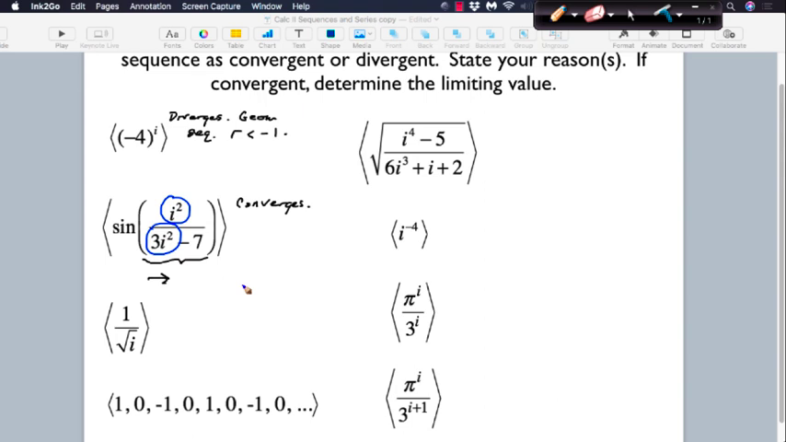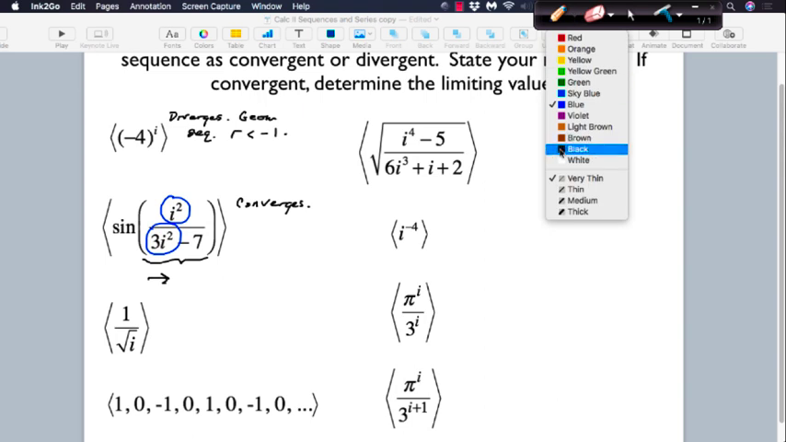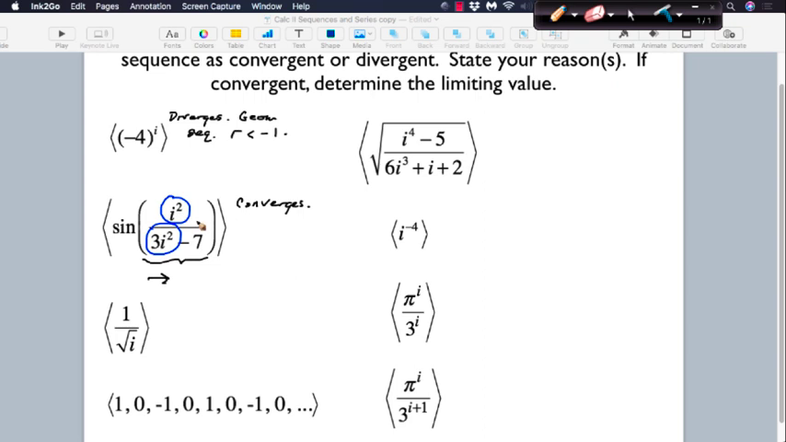-7, when I is really big, has really no impact here. So what happens to this fraction as I gets really large? It goes to 1/3. Do you see that? If the degrees are the same, you're going to take the ratio of the coefficients, because any smaller power of I is going to fade away when I gets really big, right? The biggest powers of I are the ones that are going to still be around when I is a billion, a trillion, etc. Okay, so that goes to 1/3.